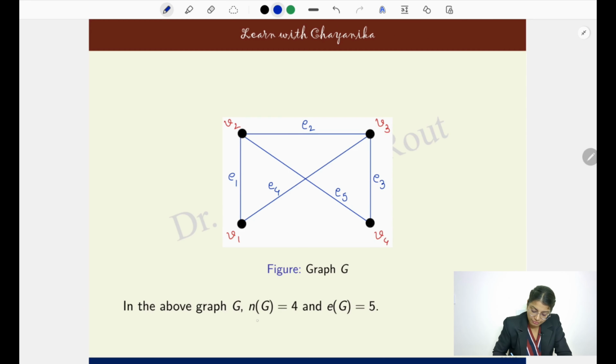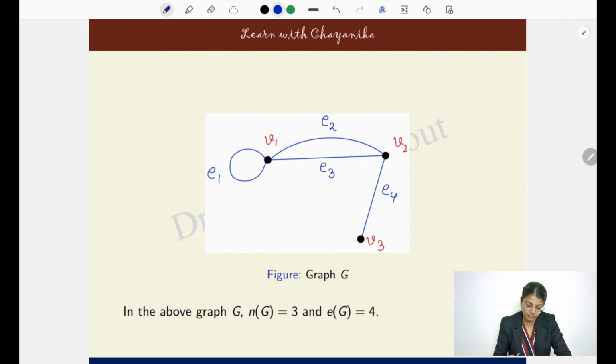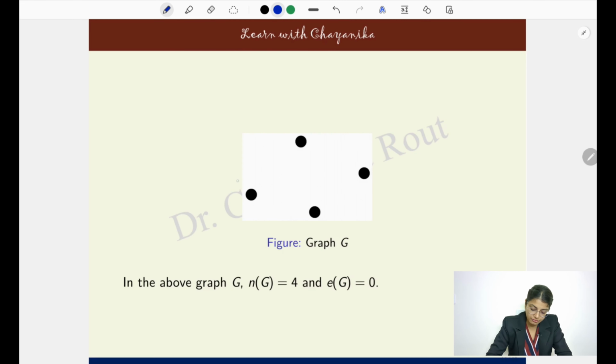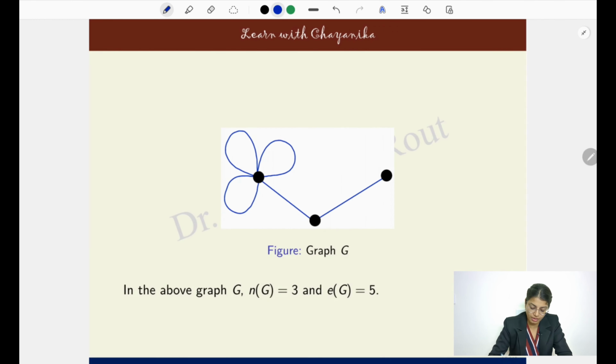In this graph we have 4 vertices, so the order is 4 and the size of the graph is the number of edges, that is 1, 2, 3, 4, 5. So the size is 5. Here it's a pseudo graph. We have 3 vertices, so order is 3. We have 1, 2, 3, 4 edges, makes the size 4. Here in this graph we have only 4 vertices and no edge, so makes the order 4 and the size of the graph is 0.